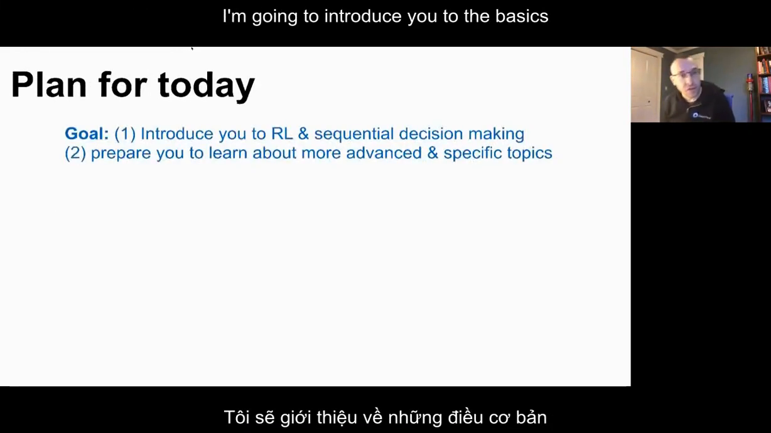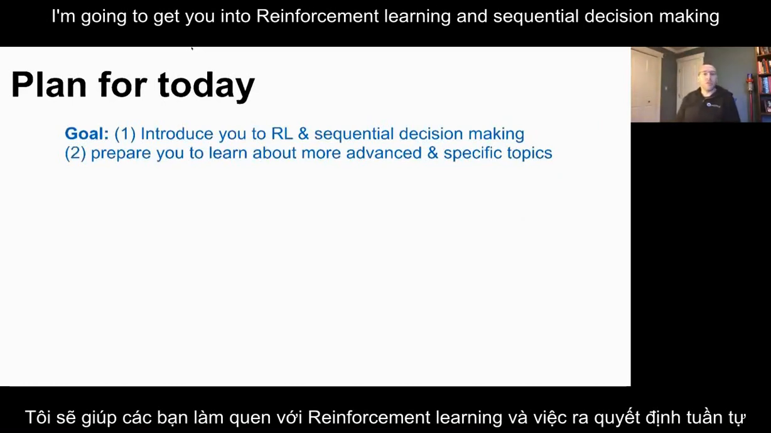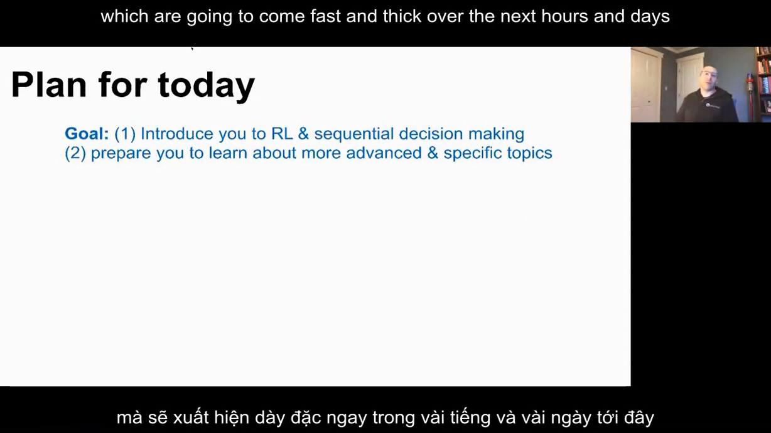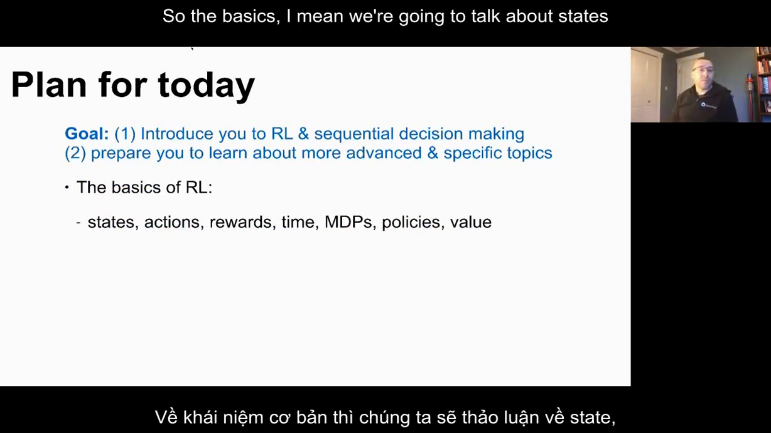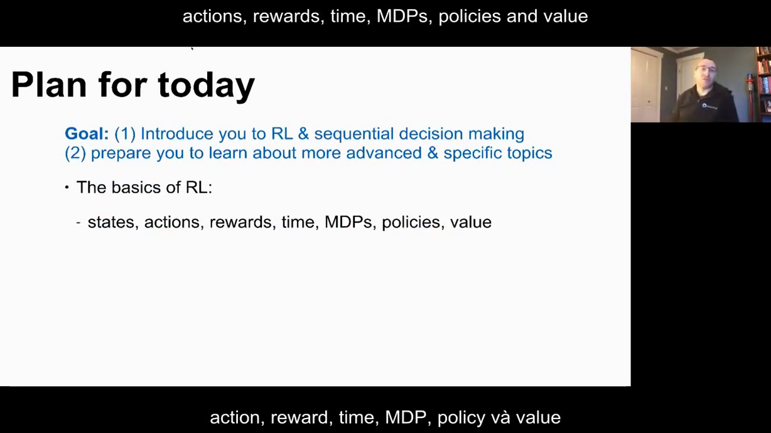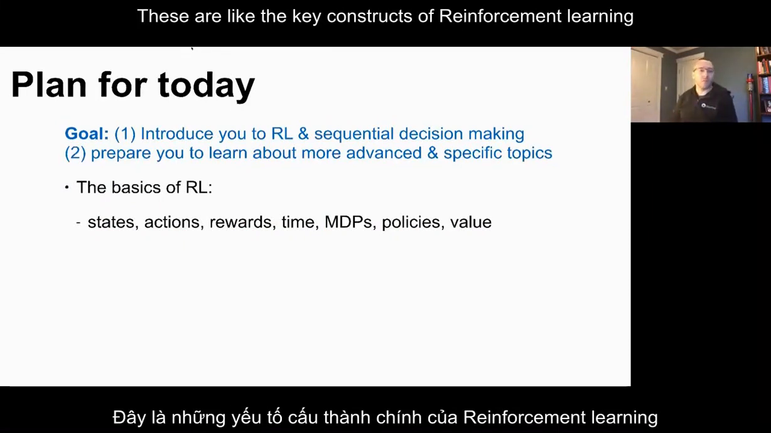Well, I'm going to just introduce you to the basics, right? I'm going to get you into reinforcement learning and sequential decision making so that you're ready for the advanced topics, which are going to come fast and thick over the next hours and days. So the basics, I mean, we're going to talk about states, actions, rewards, time, MDPs, policies, and value. These are like the key constructs of reinforcement learning.